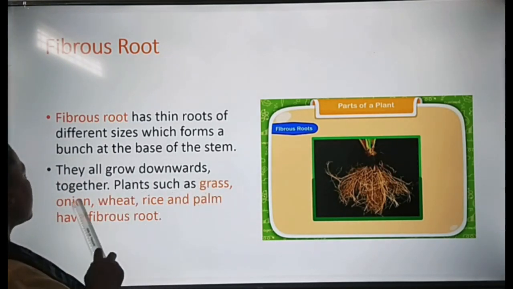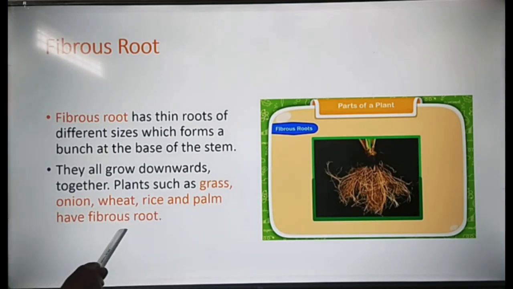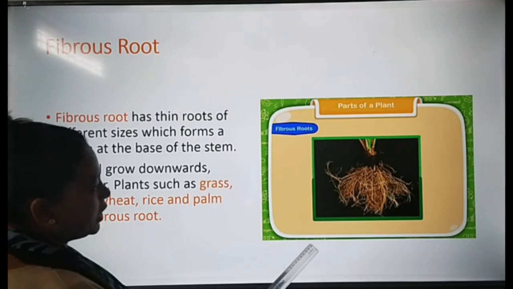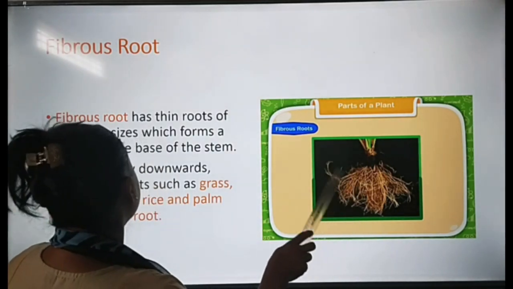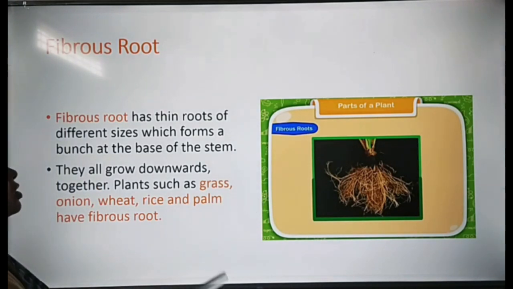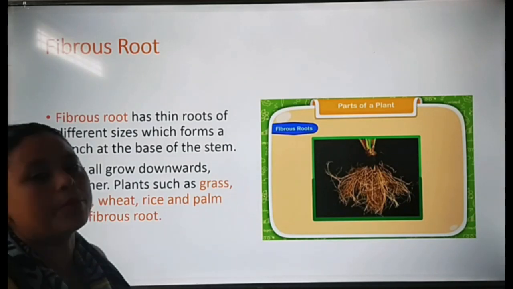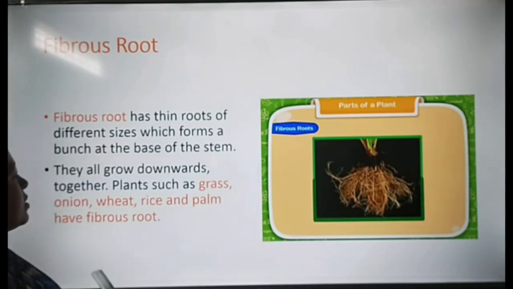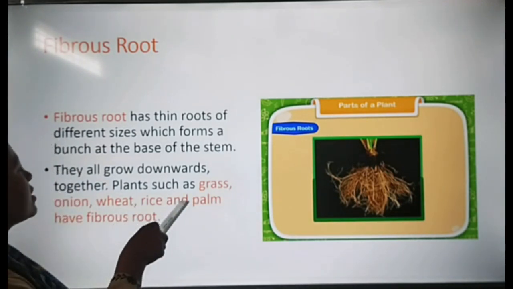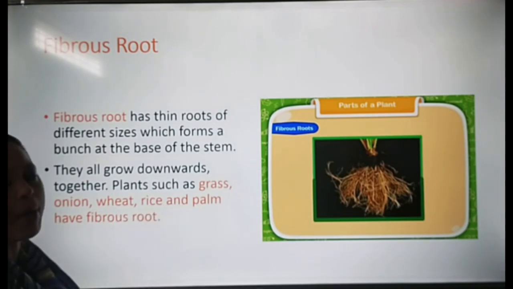Plants such as grass, onion, wheat, rice and palm have fibrous roots. So it goes downwards together, okay? Like grass, onion, wheat, rice and palm have this type of roots. So fibrous roots can be found in plants such as grass, onion, wheat, rice and palm.